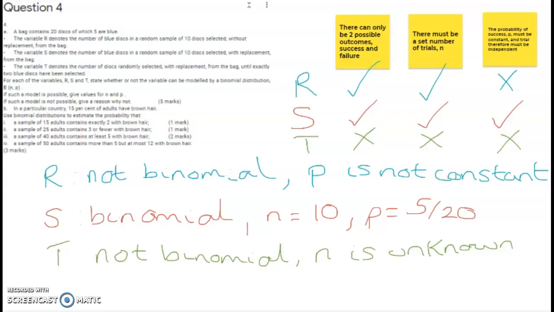Moving on to part B. This is a slightly strange question as part B doesn't really seem to fit with part A. It seems almost to be 2 separate questions, but all based on the binomial distribution. So let's have a look at B. It says, in a particular country, 15% of adults have brown hair. Use a binomial distribution to estimate the probability that, and then for part 1, a sample of 15 adults contains exactly 2 with brown hair.